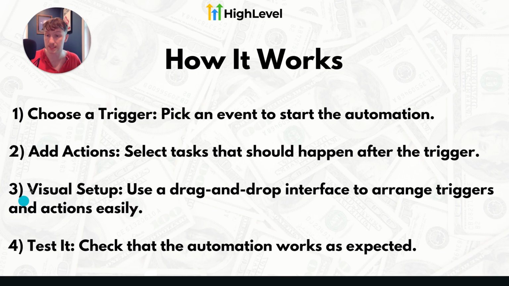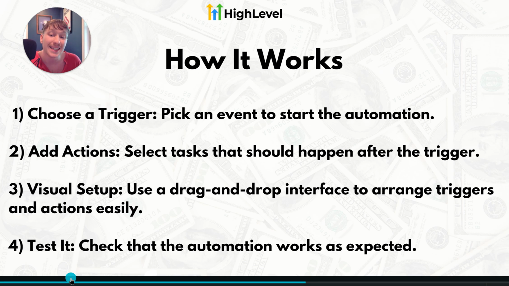First, you always choose the trigger, like I've been saying before. Pick an event to start the automation. Then, number 2, add actions. Select the tasks that should happen after something gets triggered. Use the visual setup. Use a drag and drop interface on a high level and arrange the triggers, just like I showed you, you can just plug. So easy. You can be an idiot, an absolute troglodyte, and you can still make it work.